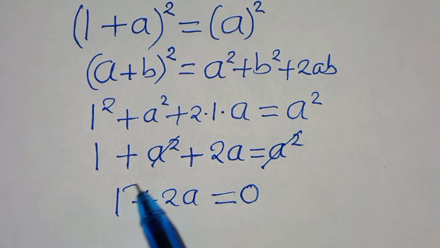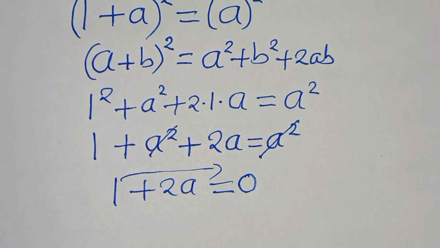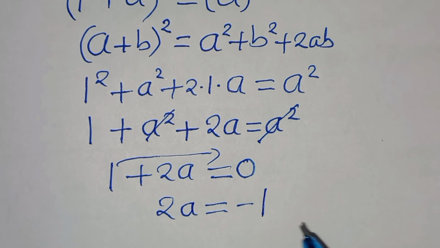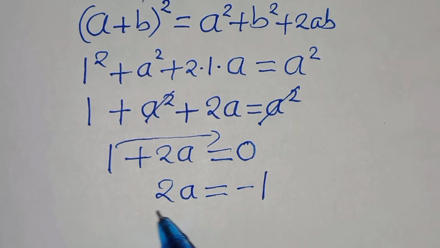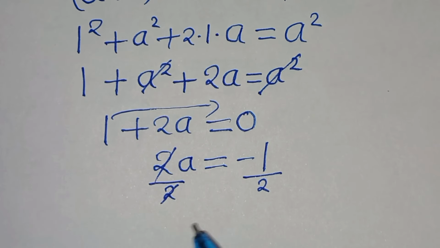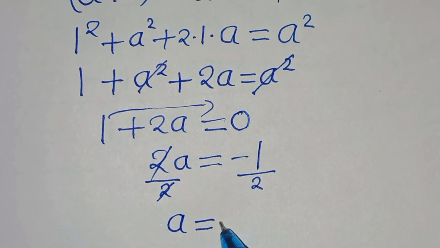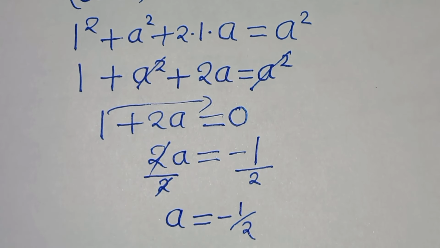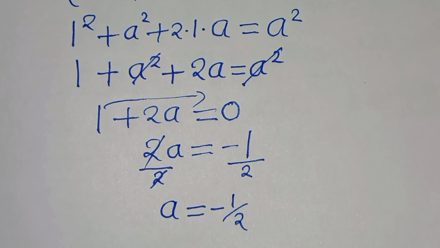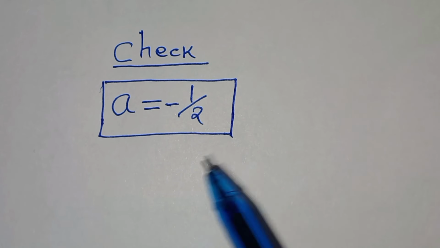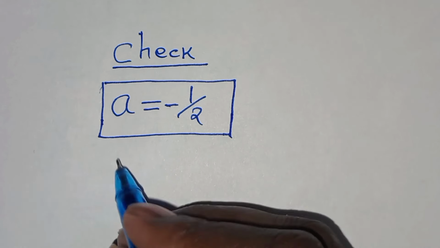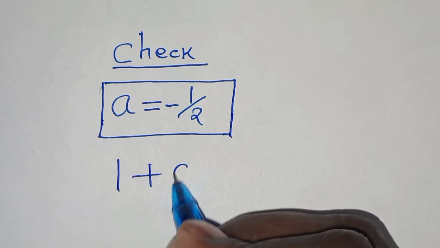Let's take 1 on the right hand side, and this implies that we have 2a, this is equal to minus 1. So let's divide both sides by 2. And this means that the value of a is equal to minus a half. Now, let's check if this value of a here satisfies the equation.